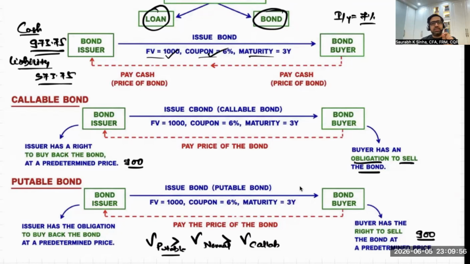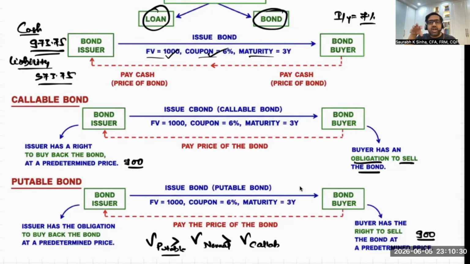I'm repeating, what is a puttable bond? A puttable bond is a bond where you have an additional feature as a bond buyer. You can sell the bond whenever you feel like, and the issuer has an obligation to buy the bond if you want to sell the bond. And in a callable bond, the issuer has the right to buy back the bond whenever they feel like buying back the bond.